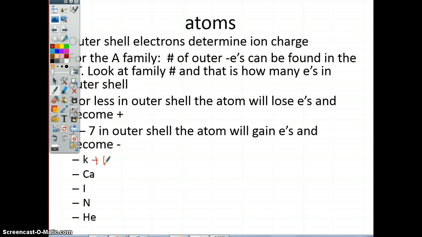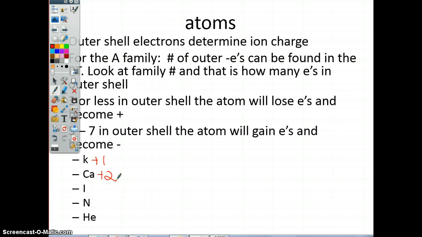Find calcium on your periodic table. Calcium is in family 2A, so it has 2 electrons in the outer shell. Now calcium has a total of 20 electrons, but in its outer shell, in that outermost layer, there's only 2. It's not happy. It's trying to get to 8, and it would take too much energy to gain 6, so it loses 2 electrons. Electrons are negative. It's getting rid of 2 of its negative friends, and is going to become a positive person by 2.